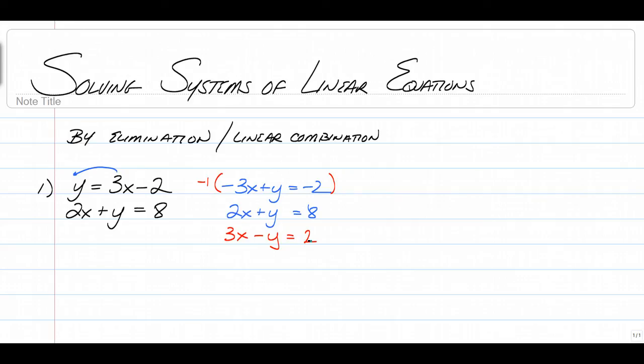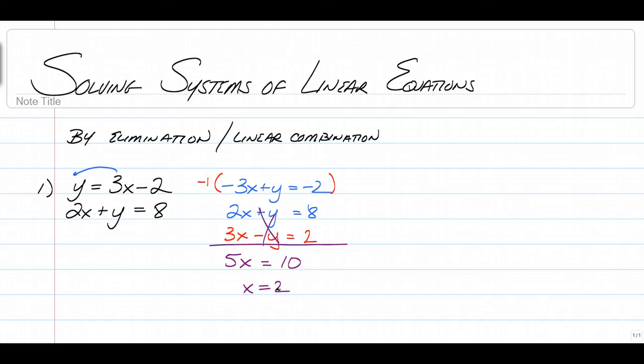And once you do that, you just add those two equations together, and you're going to see the elimination part happen. So we have 2x plus 3x is going to give us 5x. And a positive y and a negative y cancel. That's why they've been eliminated. That's equal to 8 plus 2 is 10. And simply divide both sides by 5, and you're going to get your x value is equal to 2.